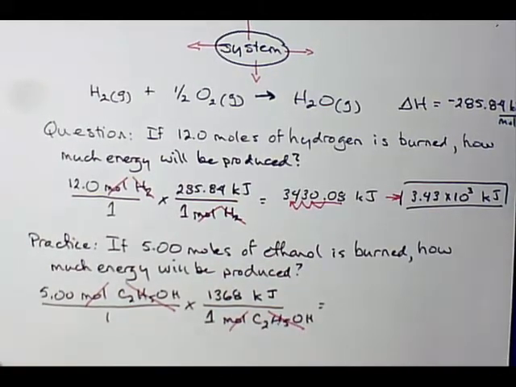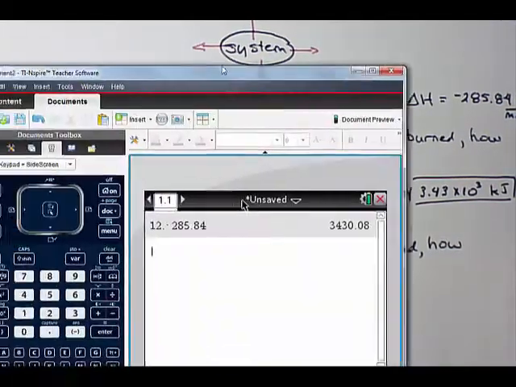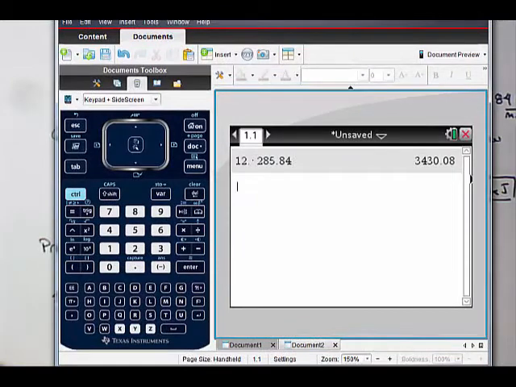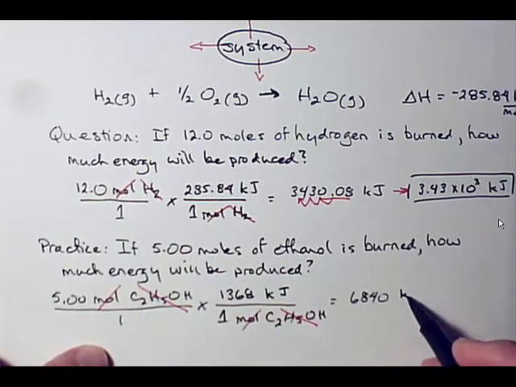All right, cancel out what you can cancel out. Things that are the same on the top and bottom can be canceled. Do the math. 5 times 1368, it's 6840. The units we have left after we cancel what we can cancel is kilojoules.